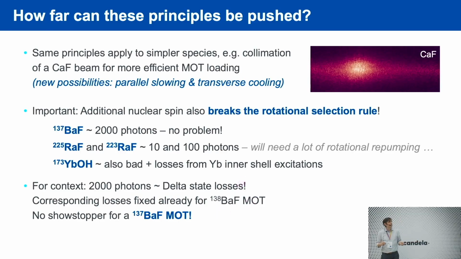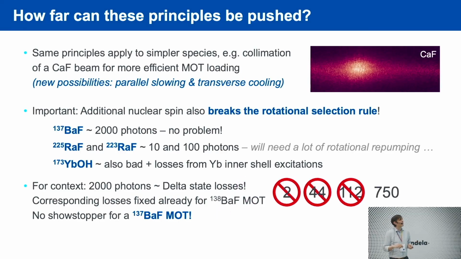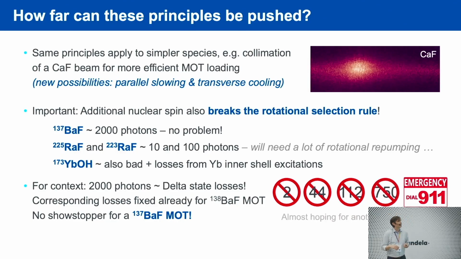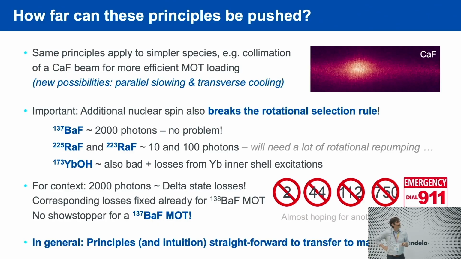So this is what we're working on. In the end, if you do the counting, that would involve something like 750 levels, so almost 1,000. For the North American audiences, it's almost your emergency hotline. But despite these problems and challenges, I think these principles and this intuition that you can build for laser cooling are straightforward to transfer to many, many of these complex species.